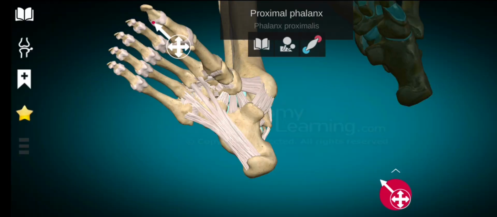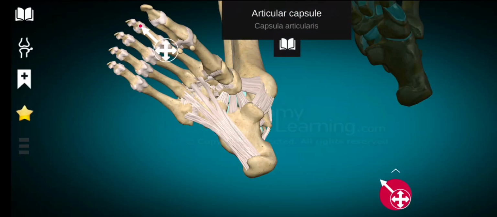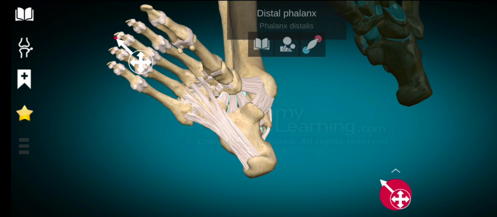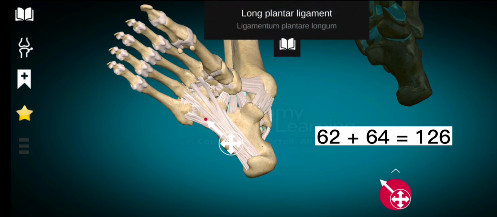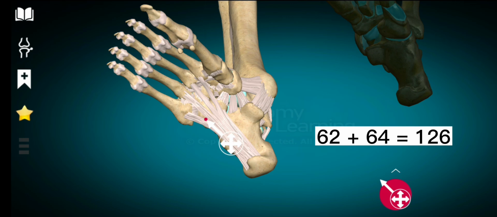So this is the intermediate phalanx, you can see over here. There are 4 in number, and this is the distal phalanx, you can see over here. These are the distal phalanx, which are 5 in number. So there are 62 bones in the lower limb. Now adding 62 to the 64, it will become 126. So out of 206 bones, 126 bones are there in the appendicular skeleton.